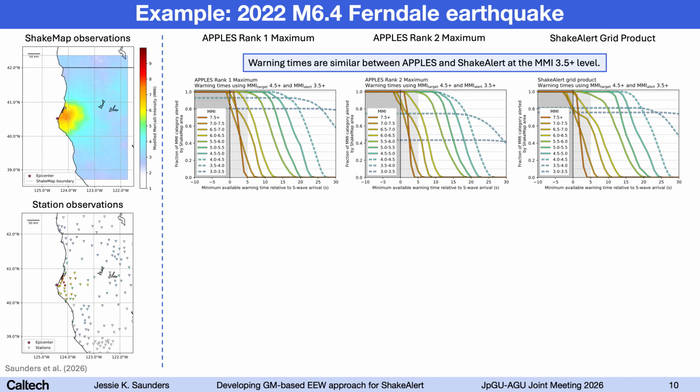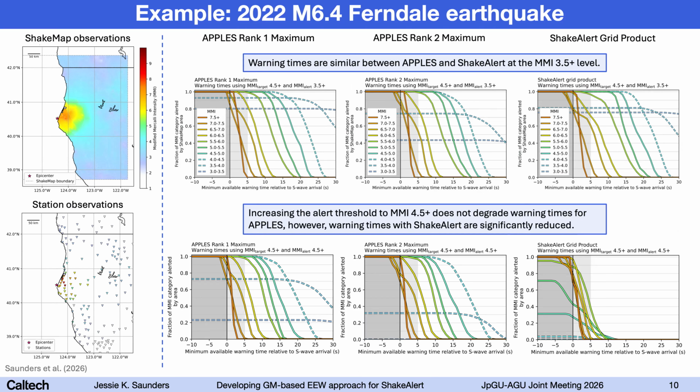These plots here show warning time comparisons for the 3 early warning configurations, where we have the fraction of a given intensity category with a given available warning time relative to the S-wave arrival. Here, I'm showing warning times using an alert threshold of MMI 3.5, which is the intensity threshold used for alerts delivered via the Wireless Emergency Alert system in the United States. We can see that all 3 approaches produce similar warning times, especially at the higher intensity levels shown in the warmer colors in the solid lines.